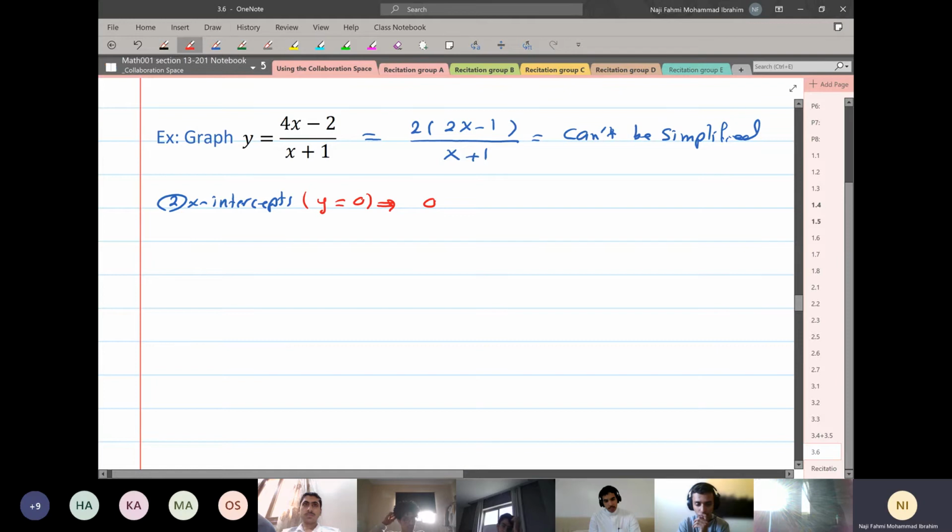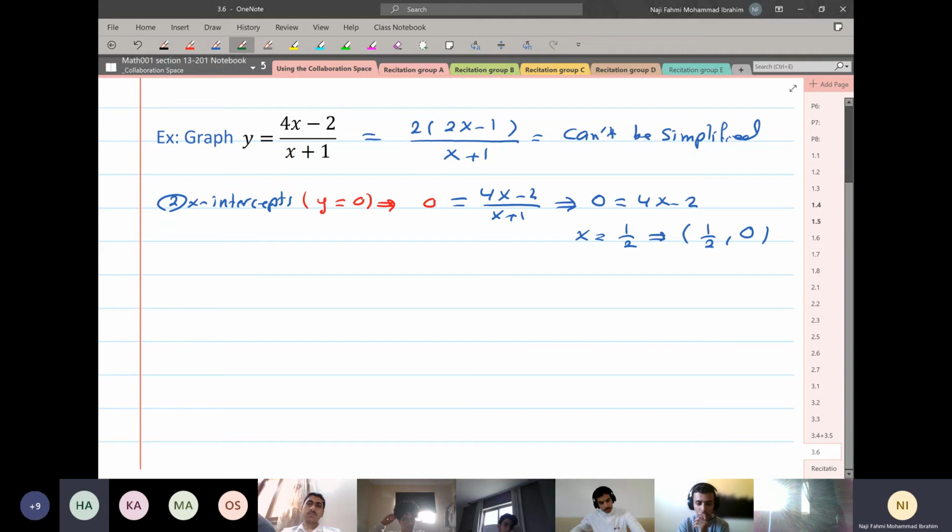So I will say 0 is equal to what now? 4x minus 2 over x plus 1. If we cross multiply, can I say that 0 equals 4x minus 2? So this means that the value of x is what now? Is it half or not? Yes. So my x-intercept is half with 0.